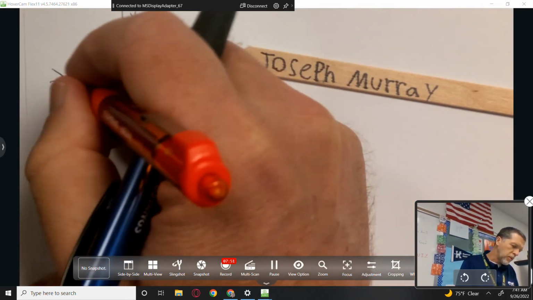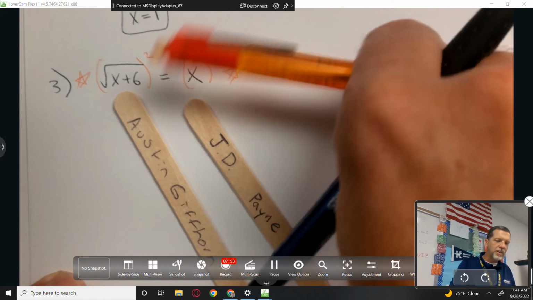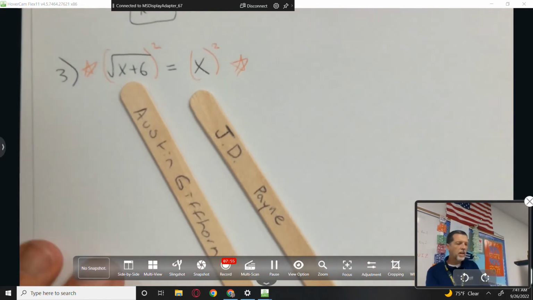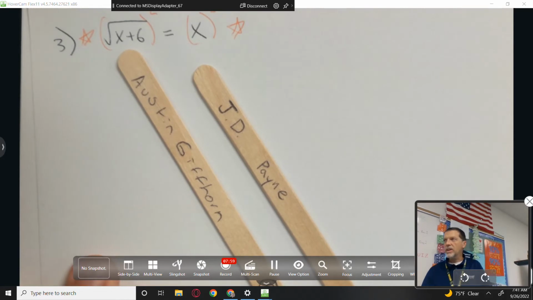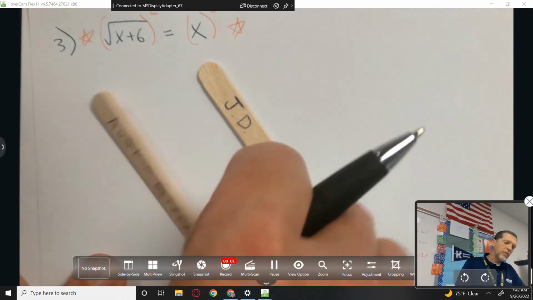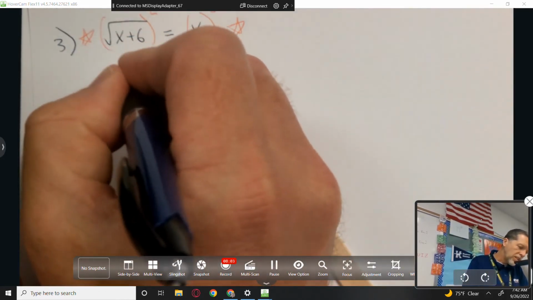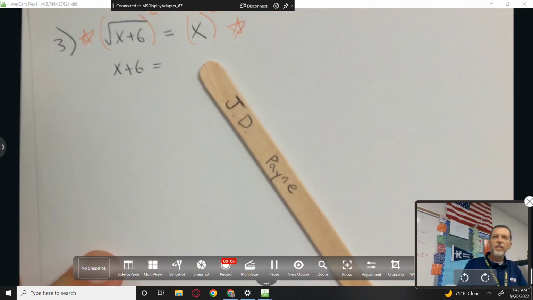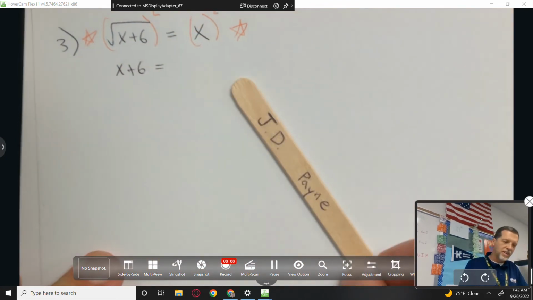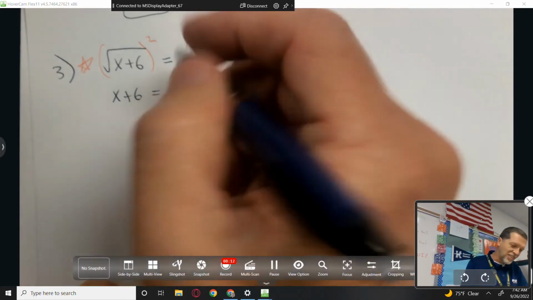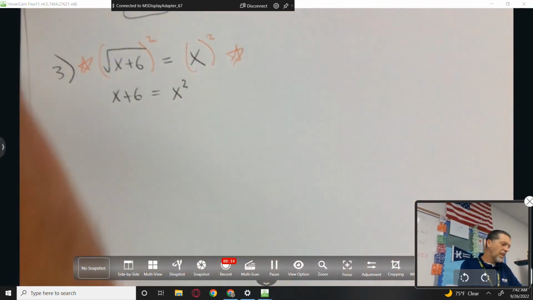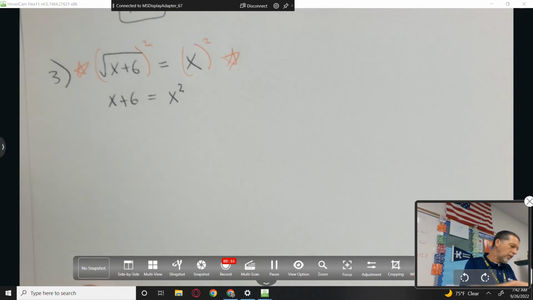Which sort of is supposed to trigger my brain that now I need to check my final answer when I get there. Austin, what does the left-hand side become? X plus 6. That was the whole point of squaring both sides. JD, what's the right-hand side become? X squared. Yeah, sometimes you get the easy ones. Oh, we got an equation with an x squared in it.